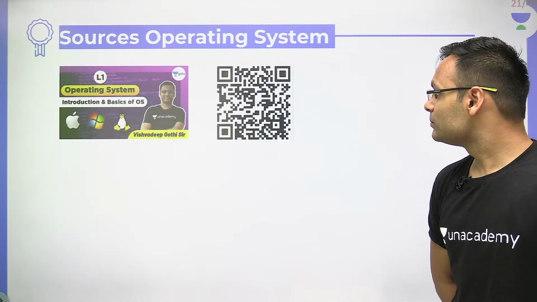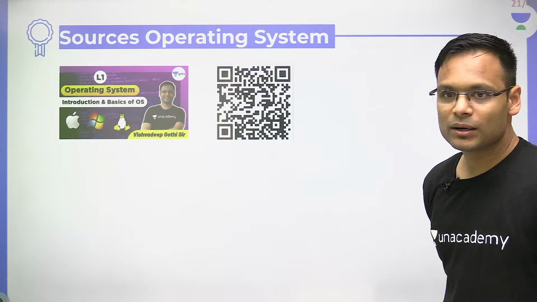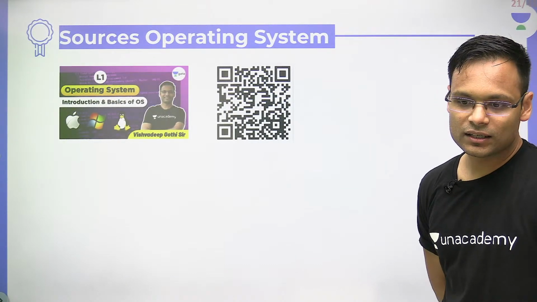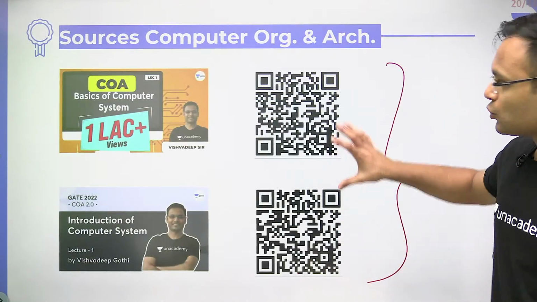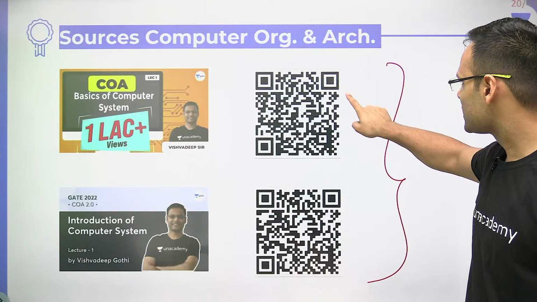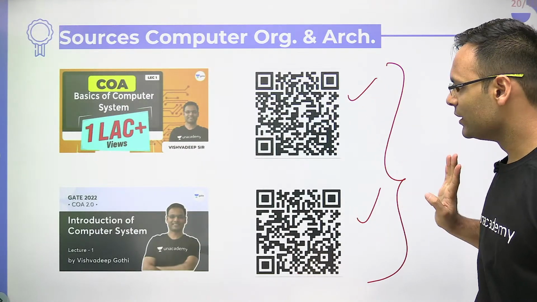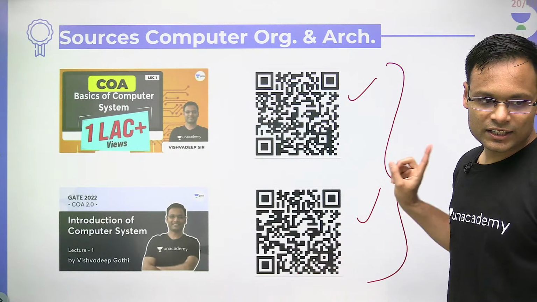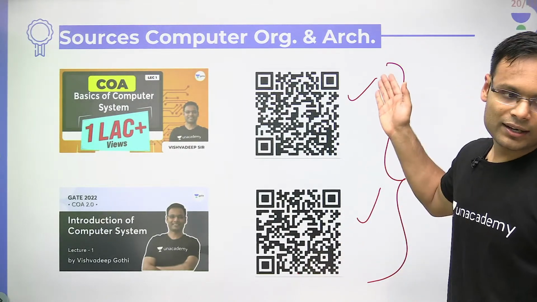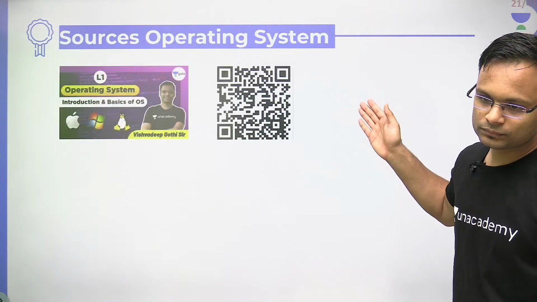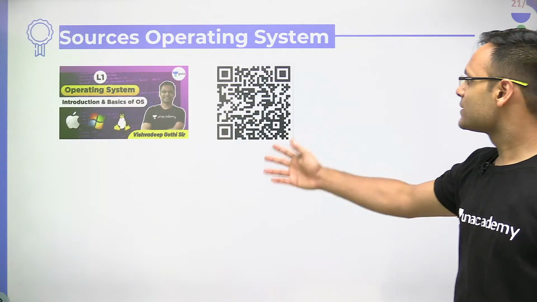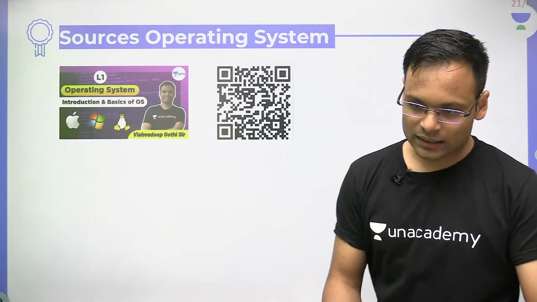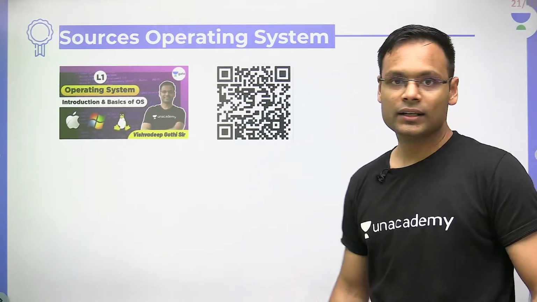Then operating system. Last year we have taken operating system. Complete playlist is there. So in these two playlists, complete COA is there. This is in English and this is in Hindi. So second time I have taken it in Hindi. So if you are interested in going with Hindi, go with the second one. Otherwise English, this one.